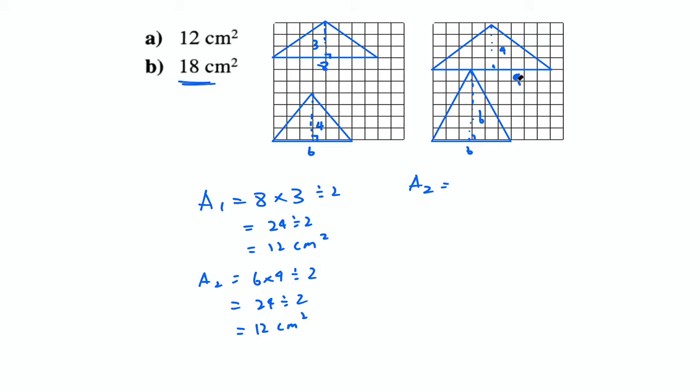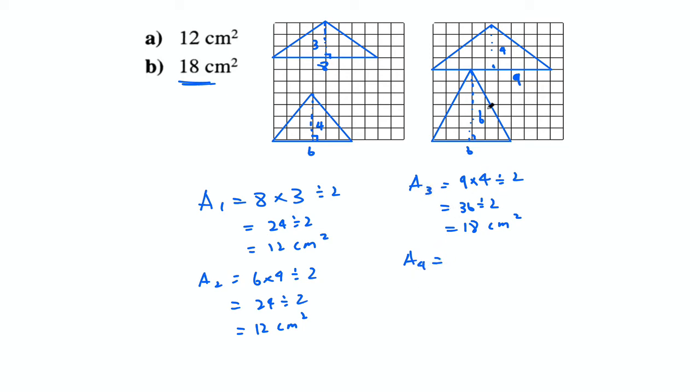So if this is 9, then we have the base being 9 multiplied by the height being 4 divided by 2. 9 times 4, you end up getting 36 divided by 2, which gives us 18 centimeters squared. So this should be area 3.